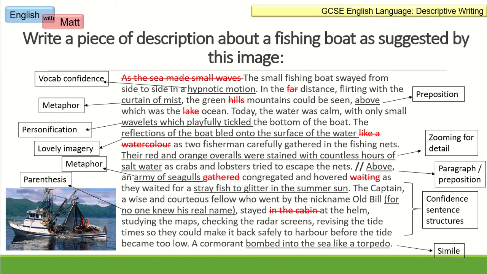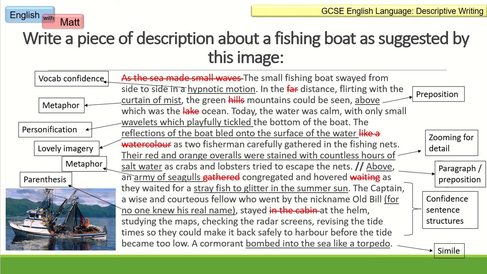The second thing is, of course, around the outside, the bits I've underlined are some skills that have been shown off here, and I put those in the boxes around the outside. So you can see that in describing this fishing boat, you've got this phrase hypnotic motion. There's a confidence there with vocabulary. You've got the metaphor, curtain of mist. You've got prepositions, and prepositions are a really effective way of making your writing and your paragraphs seamlessly flow together. So above, beyond, opposite, under, these kinds of words that help create a sense of location, where things are in relation to each other, are really effective ways of making your paragraphs flow together in a coherent way.